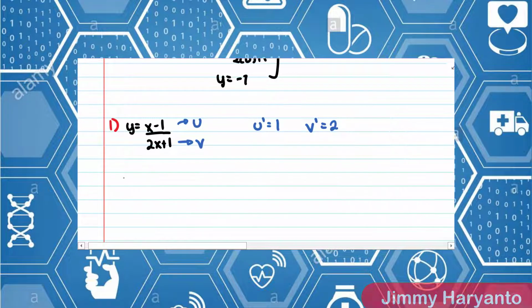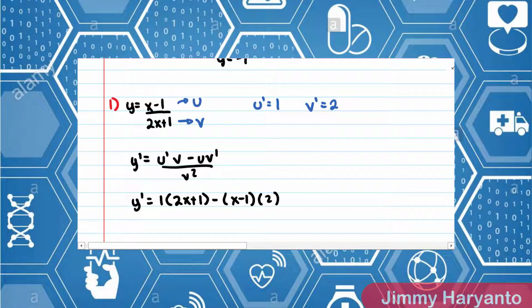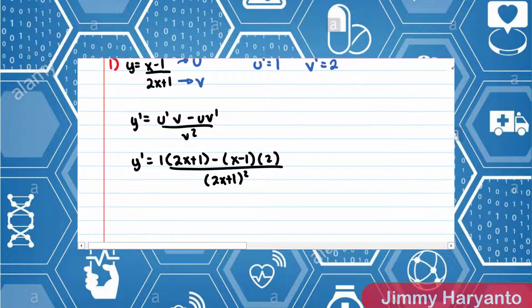Okay, after we get u prime and v prime, we can find y prime equals u prime v minus u v prime over v squared. So y prime equals u prime, which is 1, times v, which is 2x plus 1, minus u, which is minus 1, times v prime, which is 2, over v squared, (2x plus 1) squared. You don't have to simplify this one because this is not the question. The question is the equation of the tangent, so we will go to step 2.